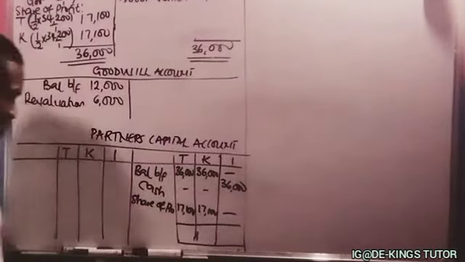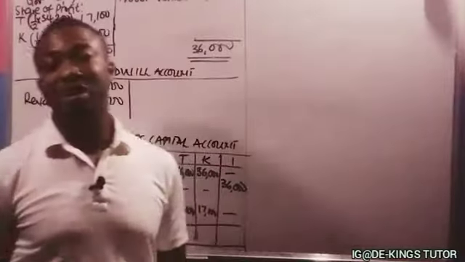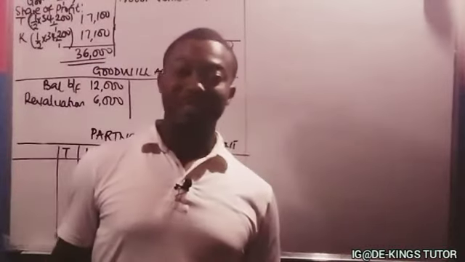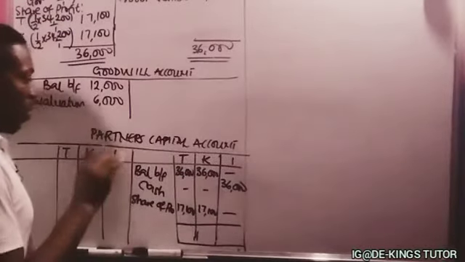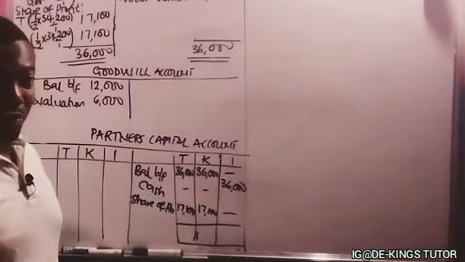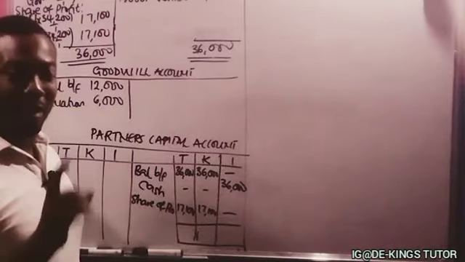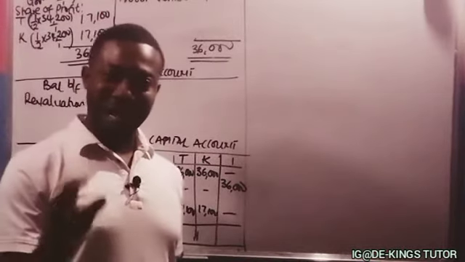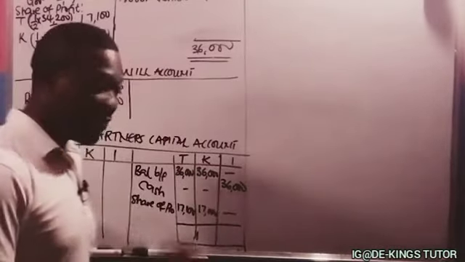Now, if you check in the question, they said goodwill is no longer to be retained in the books. Now, we have established that when goodwill is no longer to be retained in the books, what should be done? What should be done is debit the partners' capital accounts with their new profit or loss sharing ratio and credit the goodwill account. That is when you want to write it off. We have done it before. Please refer to the former video. If you can't find it, ask me at King's Tutorial, where you treated this, and I'll drop it for you. Very important.